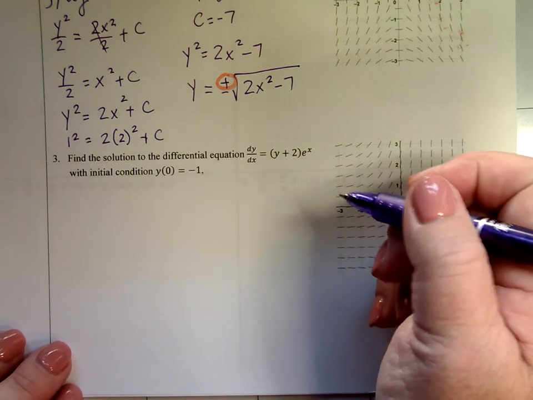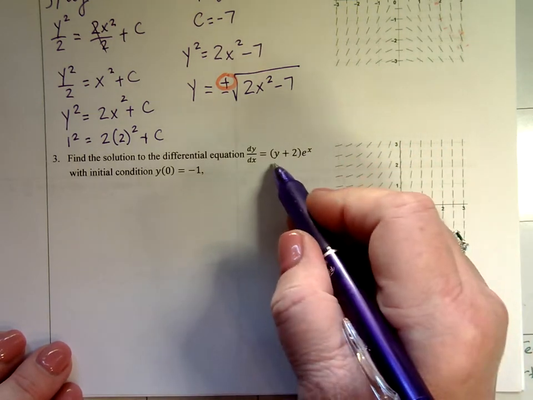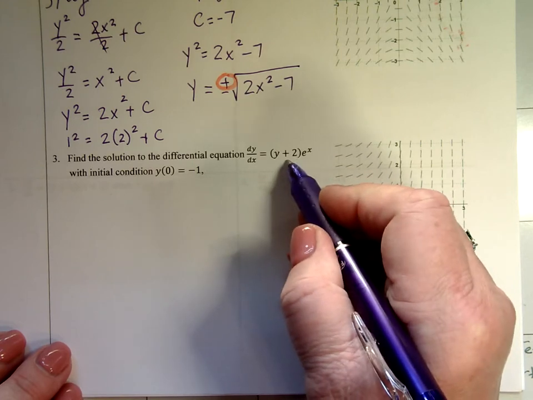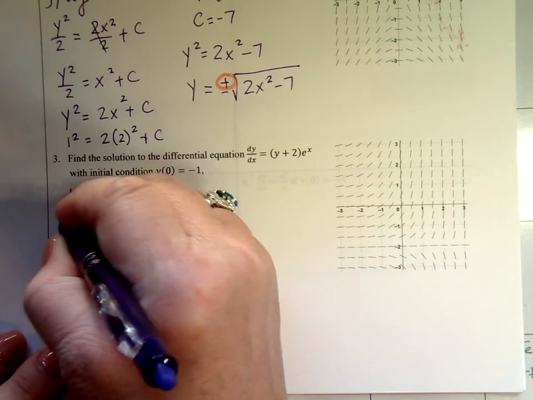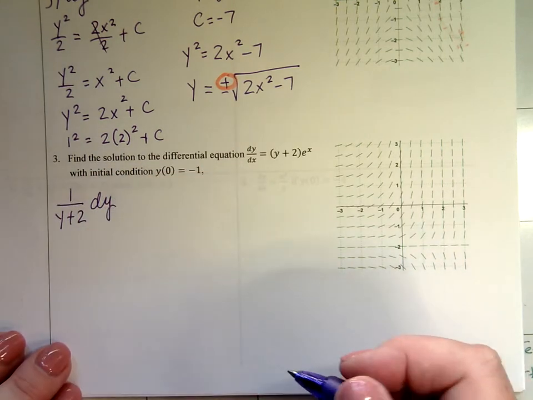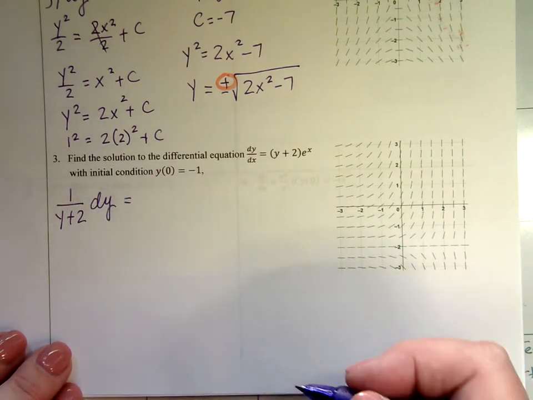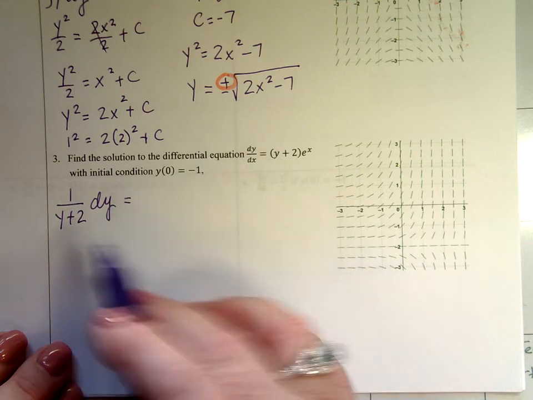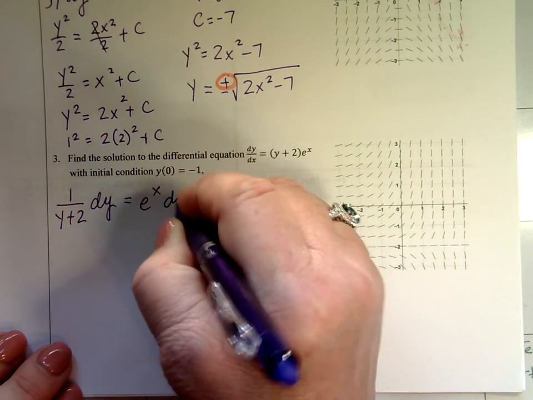Get the x's on the left. I'm sorry, the x is on the right, the y is on the left. This y plus 2 grouping, to get that carried over to the left, I'm going to have to divide by it. So I'm going to have 1 over y plus 2 dy, or dy over y plus 2. They're kind of one and the same thing. I guess I'm going a step ahead to get it ready for integrating. You're going to divide by y plus 2. Here's what it looks like. You have an e to the x dx on the right.